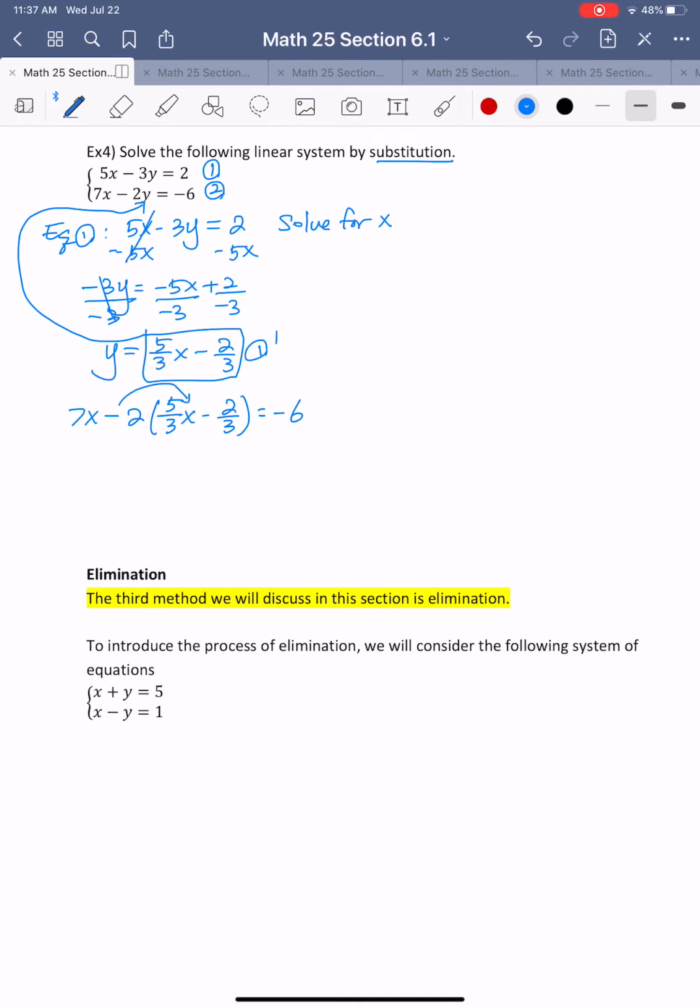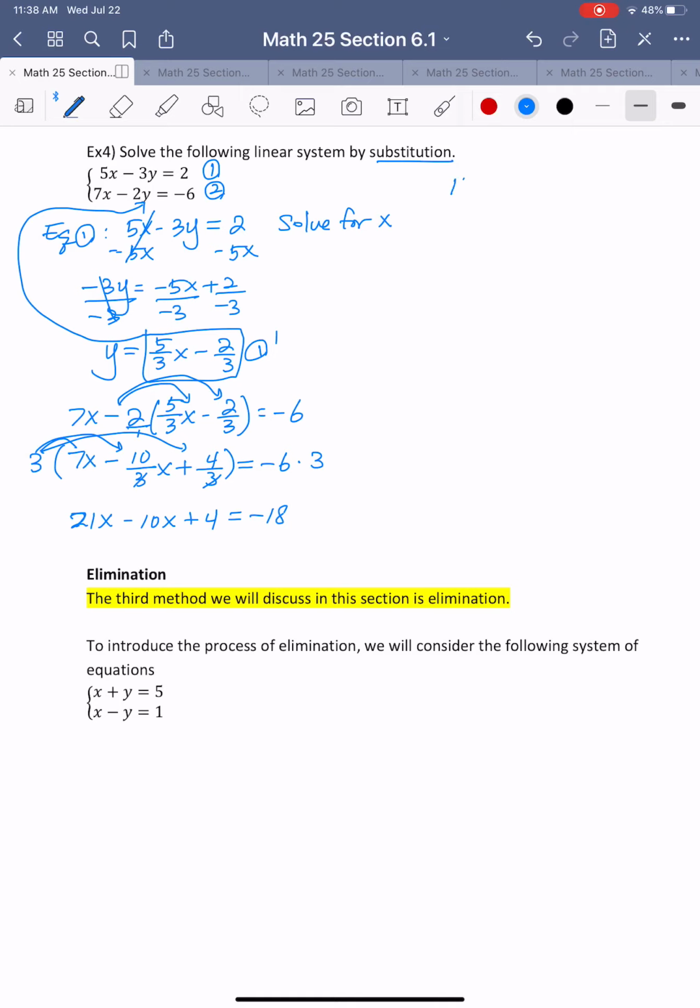So I'm going to distribute the negative 2 inside. I got 7x minus 10/3 x, because 2 is the same as 2 over 1, okay, not 2 over 2. Plus 4/3, which equals negative 6. Now, if you don't like the 3 on the bottom, I can multiply both sides by 3 to cancel the 3. And then if I distribute it, I got 21x. If I distribute it, that 3 cancels, I got negative 10x. If I multiply, the 3 cancels, I got 4. It's equal to negative 18.